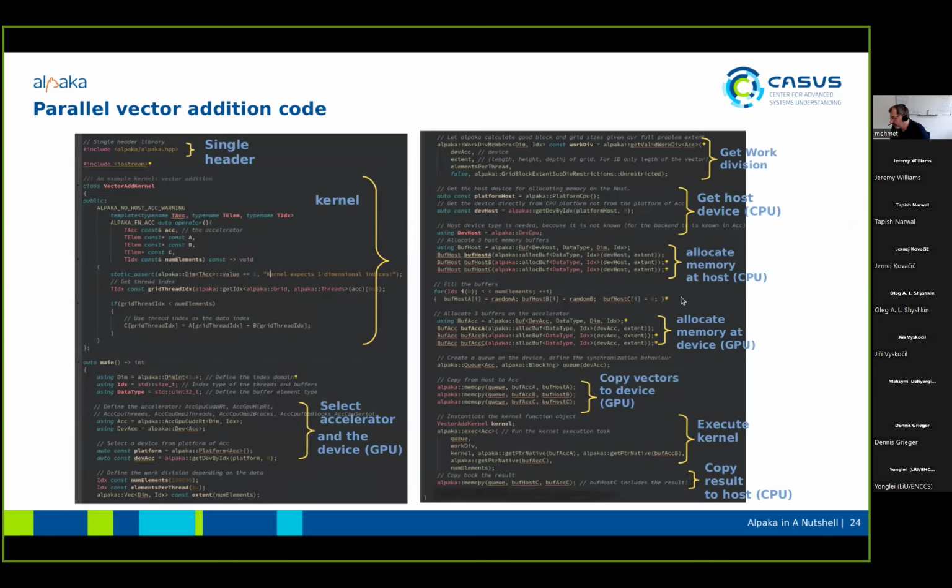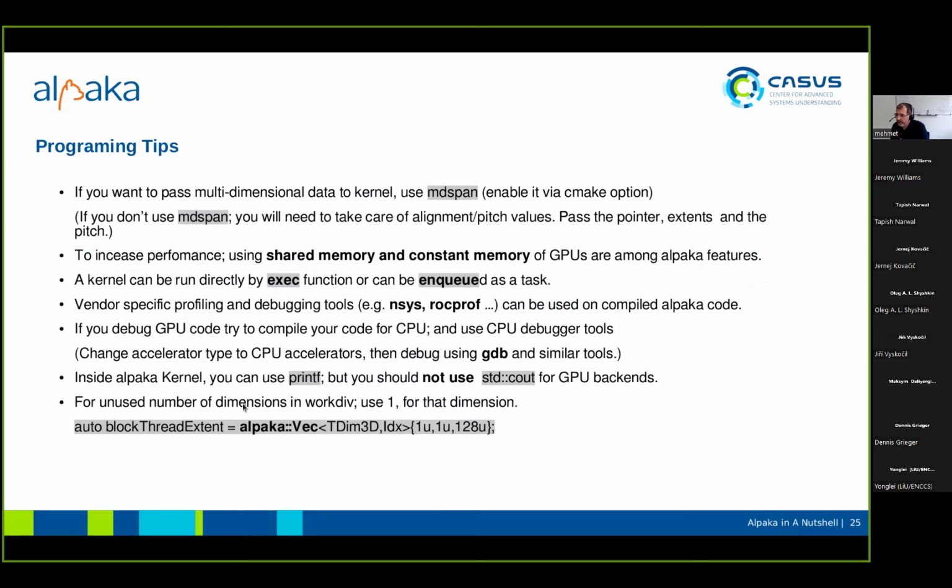Allocating memory for host and for the device is done by allocBuf, initially creating buffers. And buffers can be filled like filling any other contiguous array. Copying vectors to the device is done by Alpaka memcopy, and kernel is executed. Then the result is copied back to the CPU by again using memcopy. Some programming tips I'm going to go over shortly.